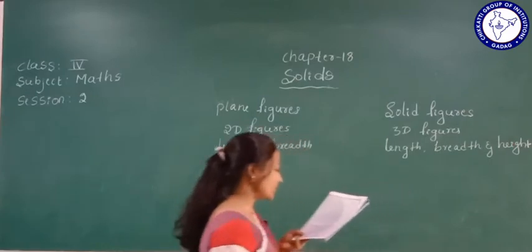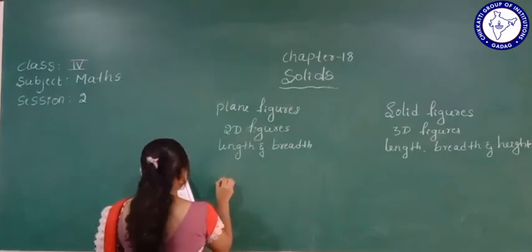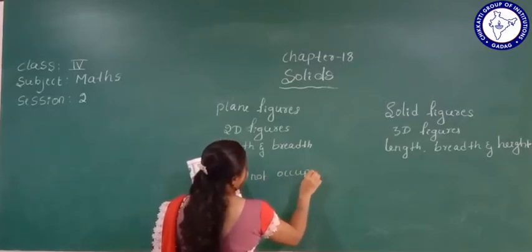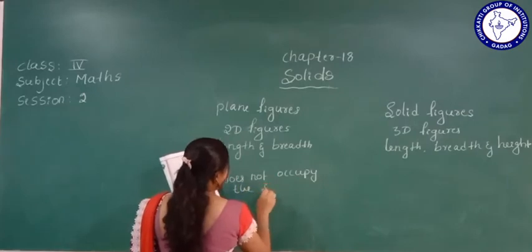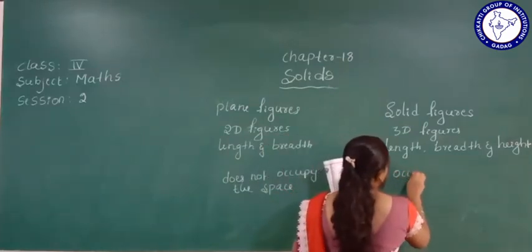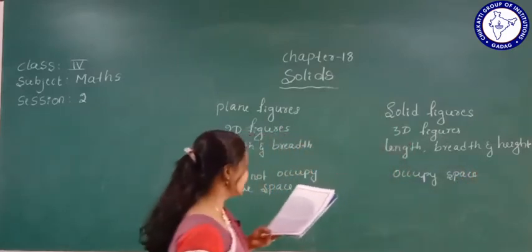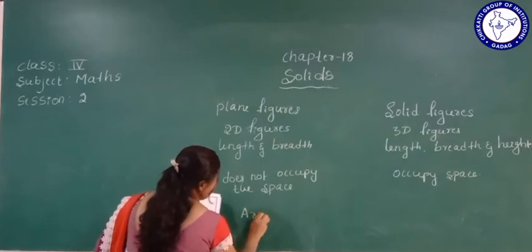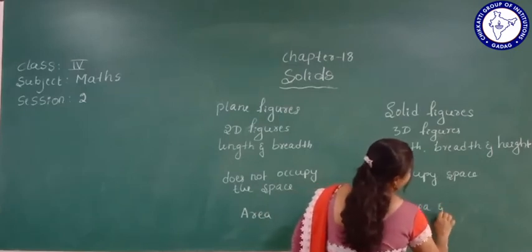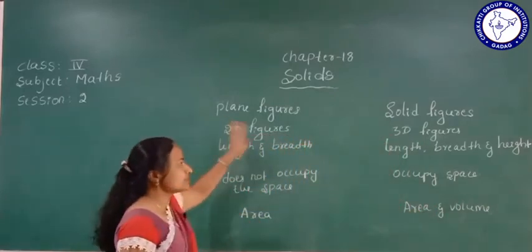Here we can see the next one. These plane figures do not occupy space, but these solid figures occupy space. And here it is area, and here area and volume. So these three are the differences between plane figures and solid figures.